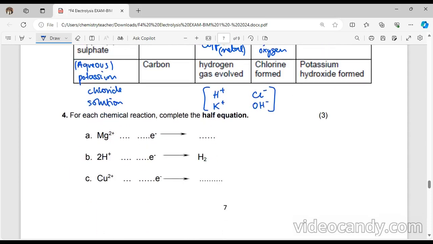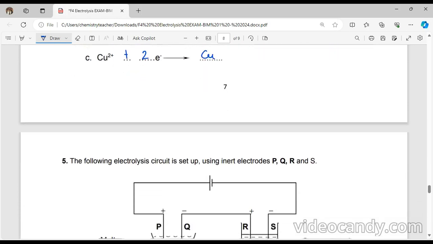Onwards to the half equations. All of these are positive ions, so they're all going to gain electrons. So these should all be plus. Mg2 plus is going to need to gain 2 electrons to make a magnesium atom. We've done this equation before, so 2 hydrogen ions are going to need 2 electrons to make H2, and then copper 2 plus is going to need 2 electrons to make Cu, a copper atom.